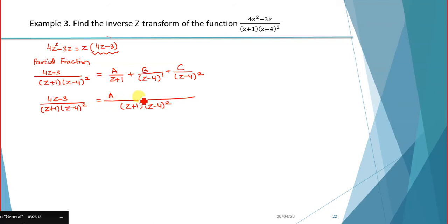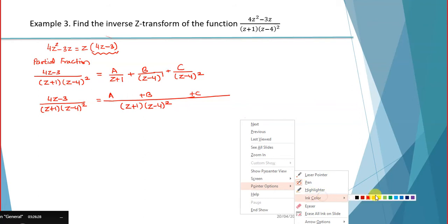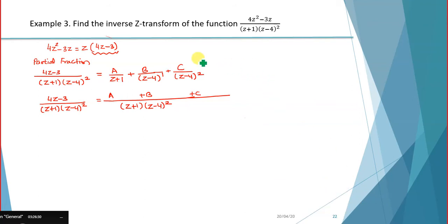Now we are looking for the terms with A, with B and with C. So again the procedure remains the same. How do we find those terms? We multiply this entire term by the denominator, (z plus 1)(z minus 4) squared. So when we multiply it with A, z plus 1 cancels. So we are left with (z minus 4) to the power 2.